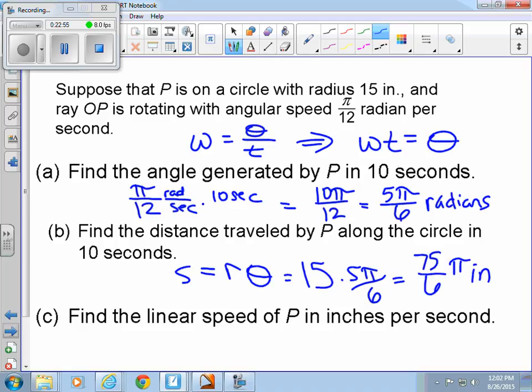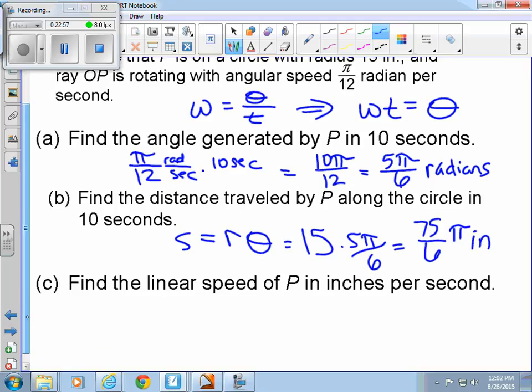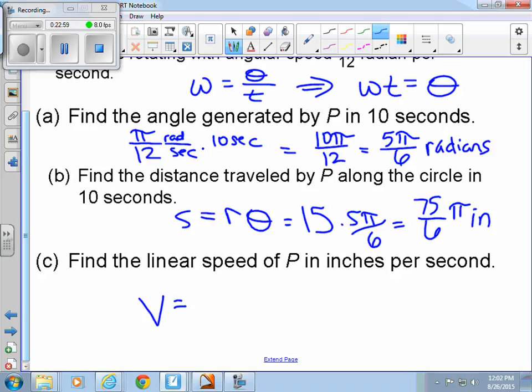Find the linear speed. What would the linear speed be? Distance over time. Now, in this case, they made us find the distance to begin with, but if they didn't do that, would it be okay? We could do that in one formula if we needed to. So S means distance. I wish I would have said it. I know. You should listen to the recordings.